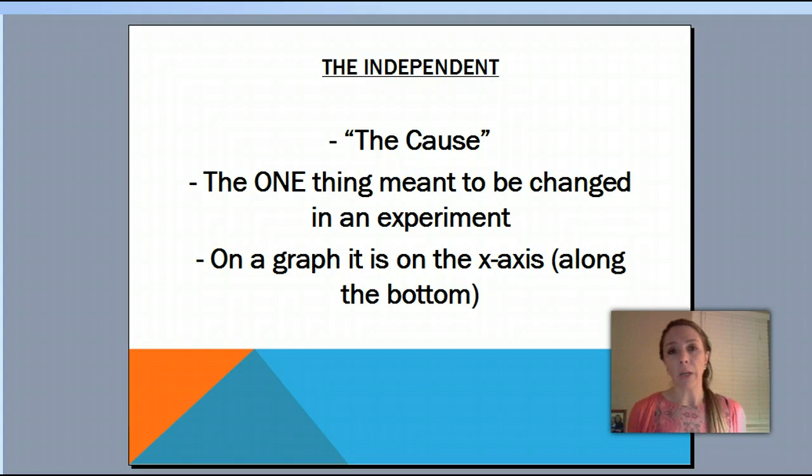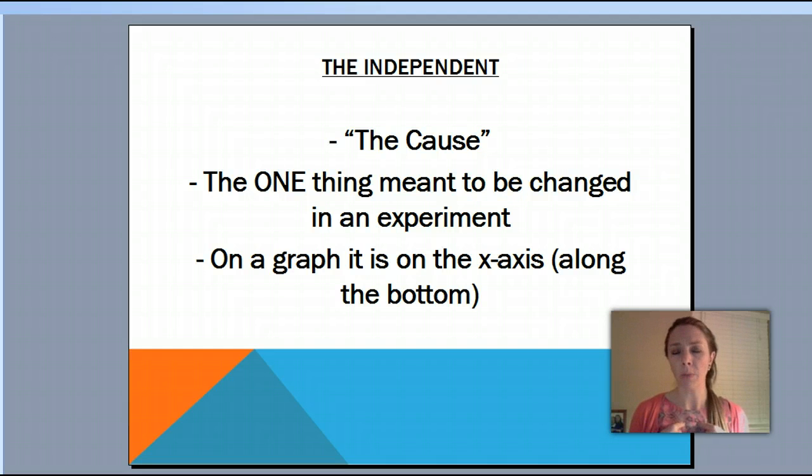So you can start writing right now, but I want you to think about, what does it mean to be independent? It means by itself, right? The independent variable in science we call the cause, right? So the independent variable is the cause. It is the one thing that is meant to be changed. So the independent variable is the one thing that I want to change. I kind of remember as independent, I want to change this variable.